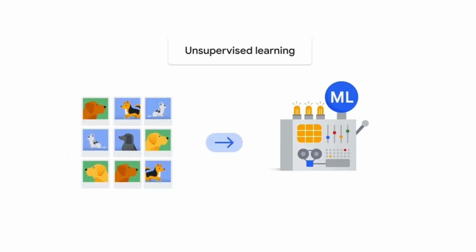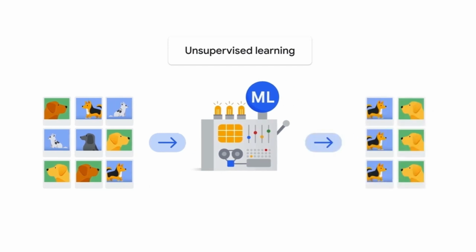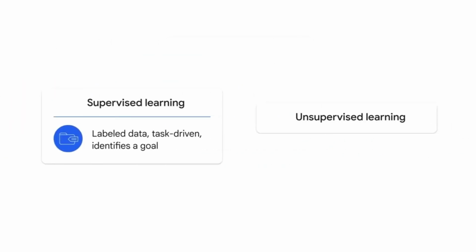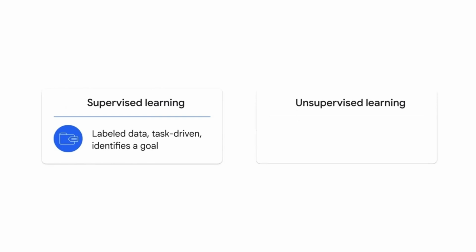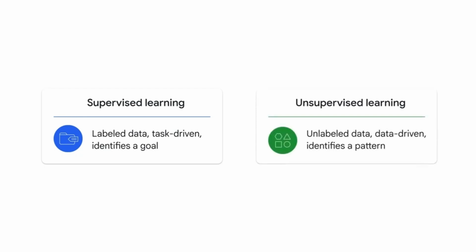In problem 2, you are asked to classify breeds of dogs. Unfortunately, this time you don't know how many of them and are not able to label the pictures, so you send these unlabeled pictures to a machine. In this case, the machine learns from the data without answers and finds underlying patterns to group the animals. This is an example of unsupervised learning. Put simply, supervised learning deals with labeled data, is task-driven, and identifies a goal. Unsupervised learning, however, deals with unlabeled data, is data-driven, and identifies a pattern. An easy way to distinguish between the two is that supervised learning provides each data point with a label, or an answer, while unsupervised does not.